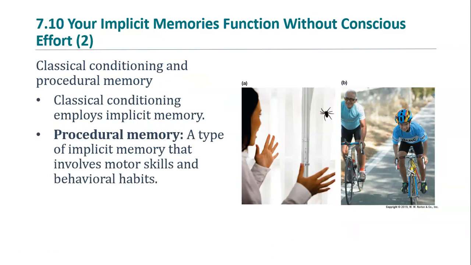Another type of implicit memory, besides these procedures, these skills, is classical conditioning. We talked in Chapter 6 about classically conditioned phobias, say, and these are unconscious reactions that occur without you being able to describe exactly what's going on.